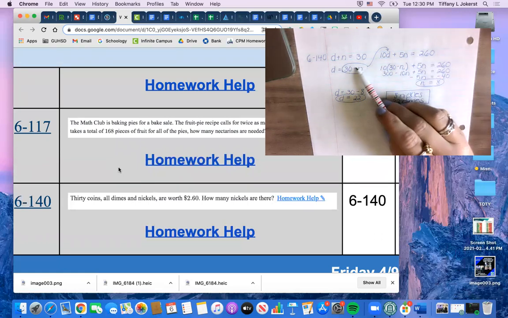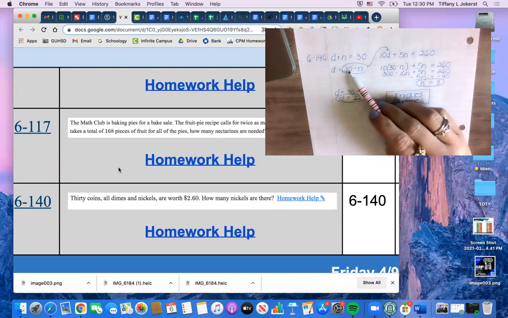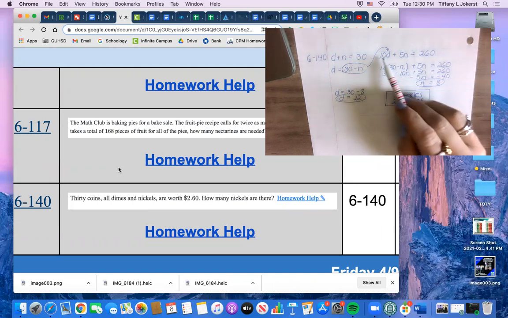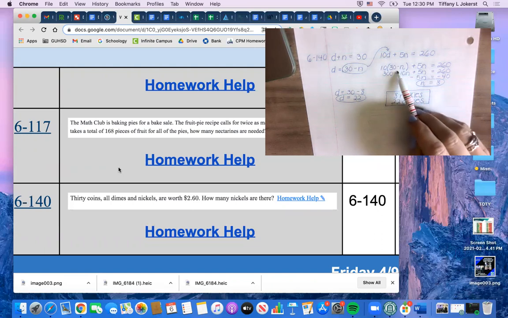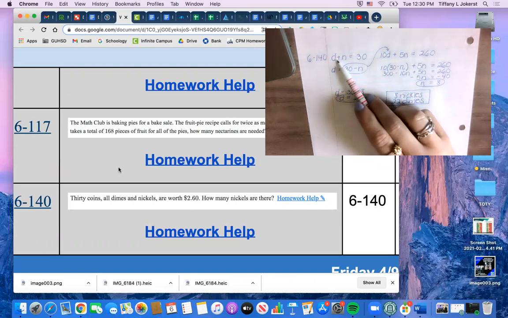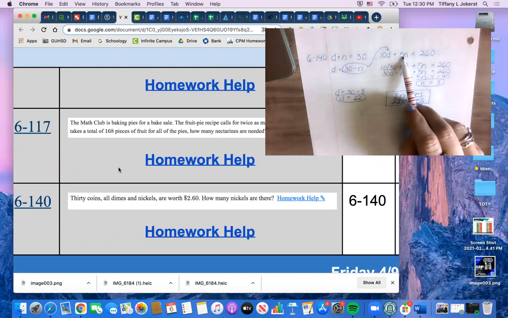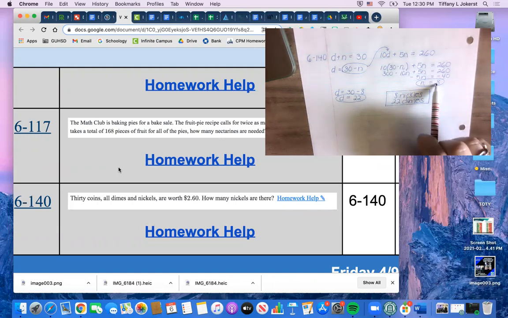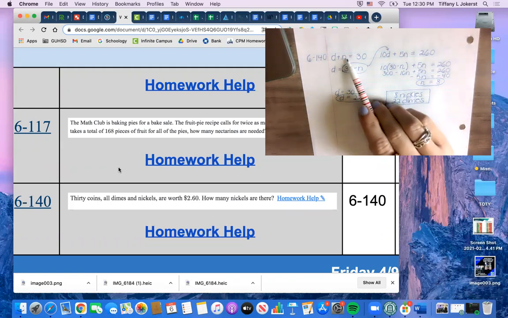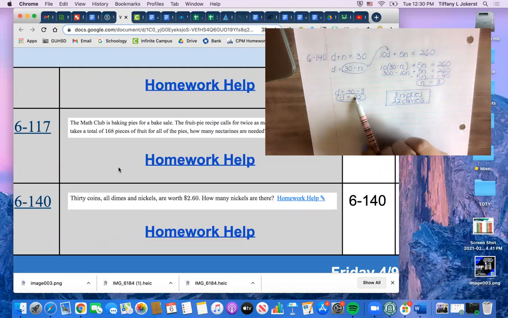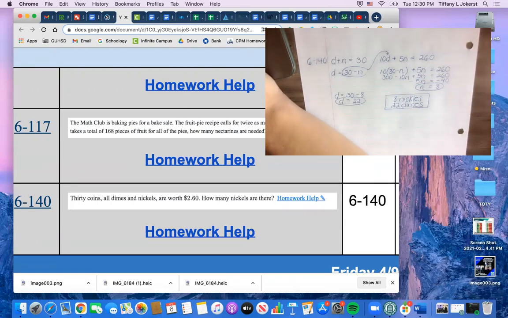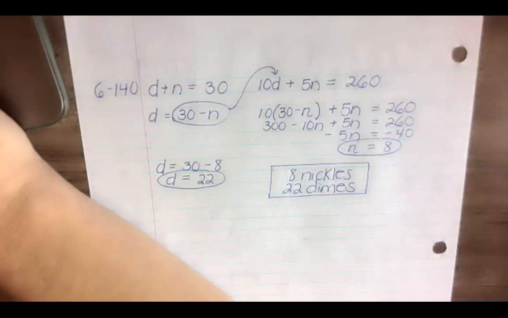From there, I did the plug-in. So I have 30 for dimes. I actually solved for dimes first, and I plugged that in for my dimes here. You could have solved for nickels if you wanted, as 30 minus the dimes, and then you plug in for nickels instead. But you end up with N is equal to 8. Once I plugged in N equals 8 right there, then I know that dimes is 30 minus 8, which means I have 22. And that is all for today's homework.